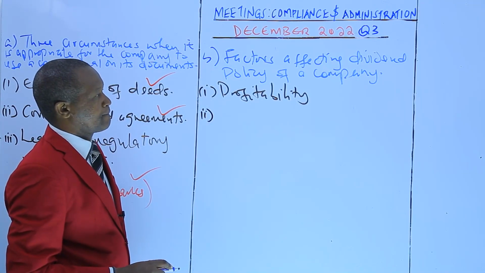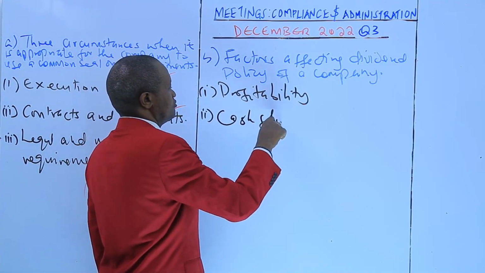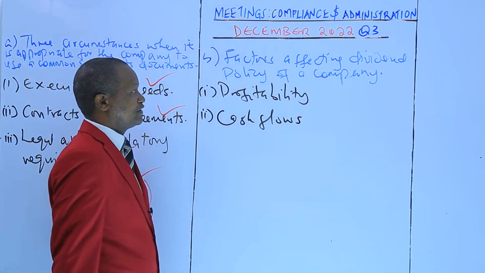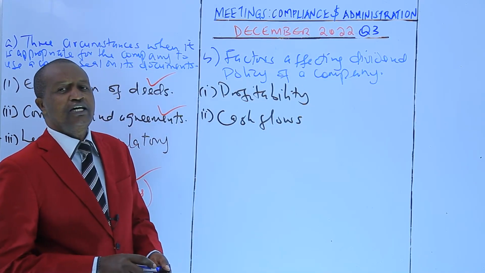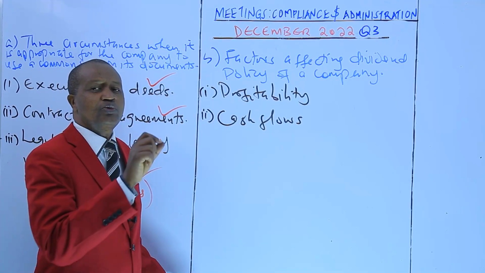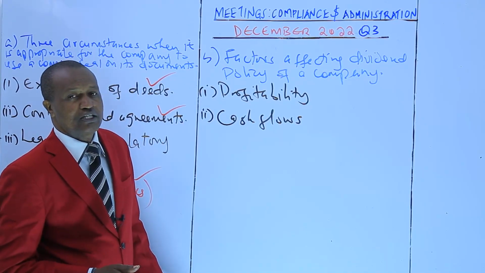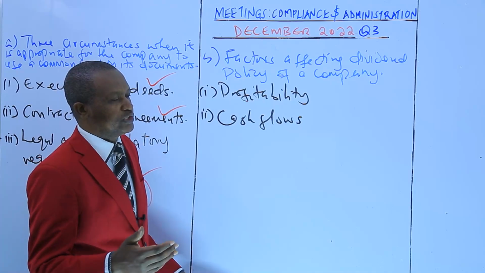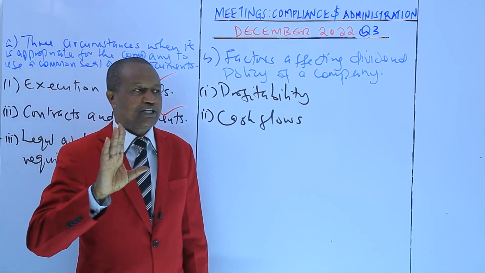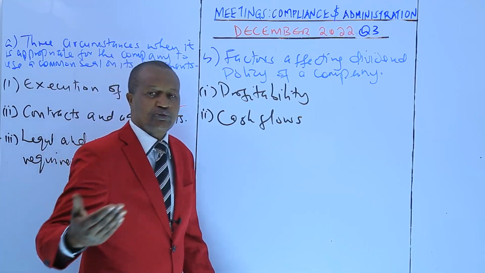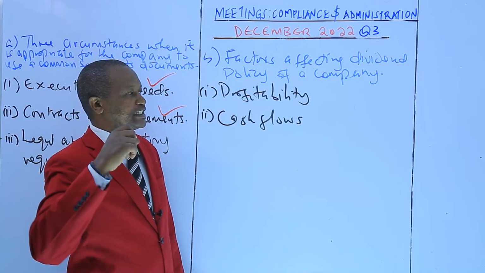Number 2 is cash flows. This is another factor affecting a dividend policy of a company. The availability of sufficient cash flow is crucial for a company to pay dividends. Cash flow considerations, candidates, including liquidity, capital expenditure requirements, and debt obligations can influence the amount of dividends and even the timing of dividends.